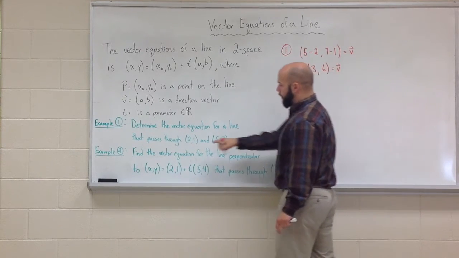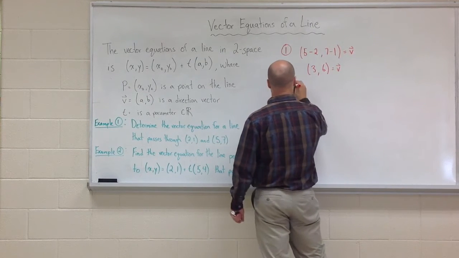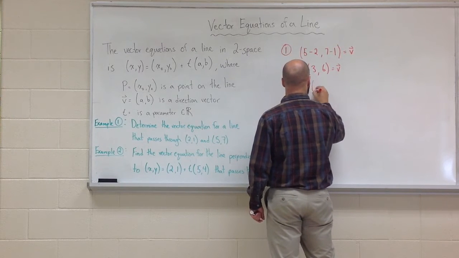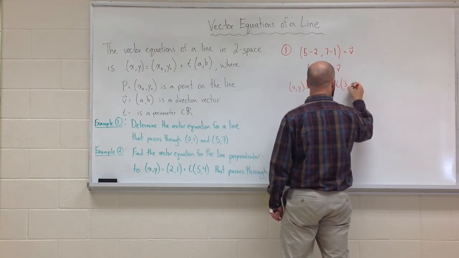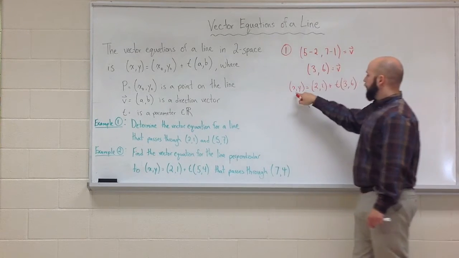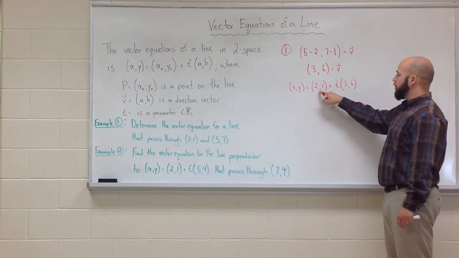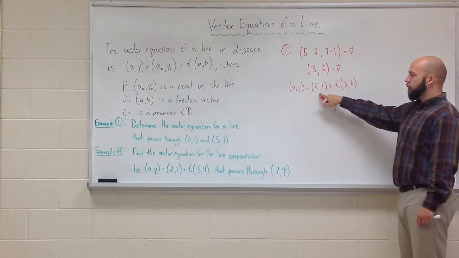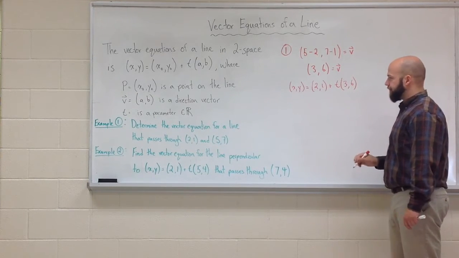So, our answer, we can choose either one of these points. I'm going to choose (2, 1). Our vector equation of the line is (x, y) equals (2, 1) plus t times (3, 6), with (2, 1) being any point on the line and (3, 6) being the direction vector.